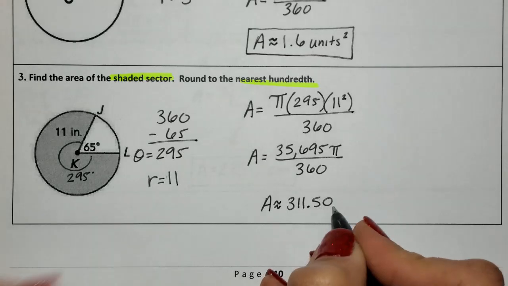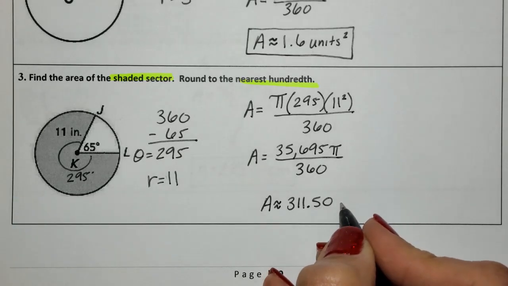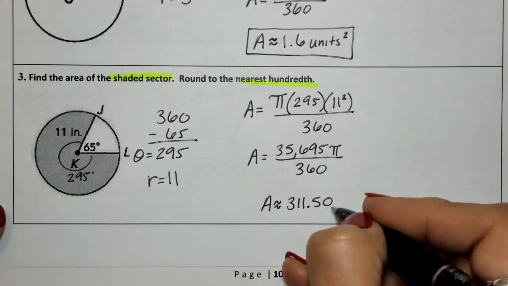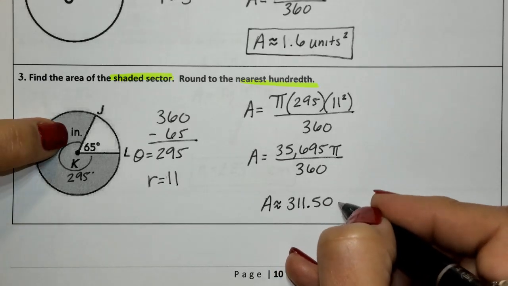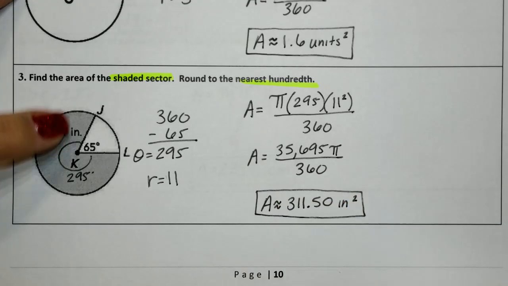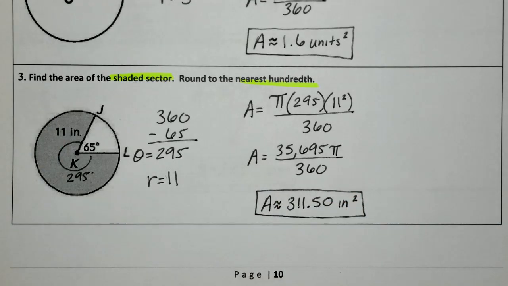311.50. It was 49 something. I don't remember now, but they told us to bump that 49 up to a 50. And this we do have as inches. So we have inches squared. Again, if you do not have me as a teacher, please check with your teacher which formula they will provide you and which one they want you to use.